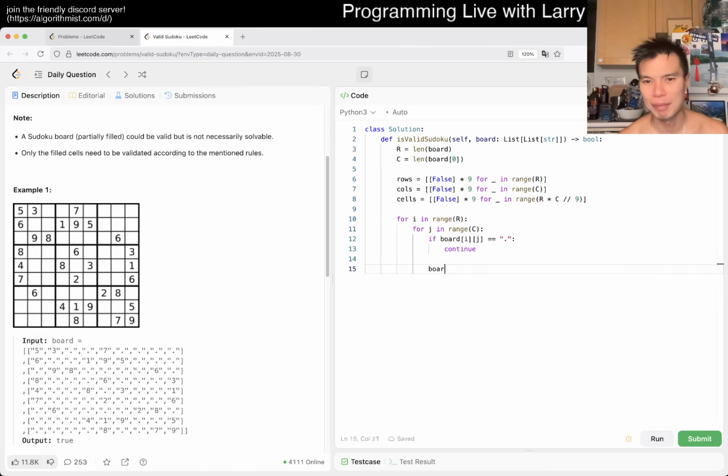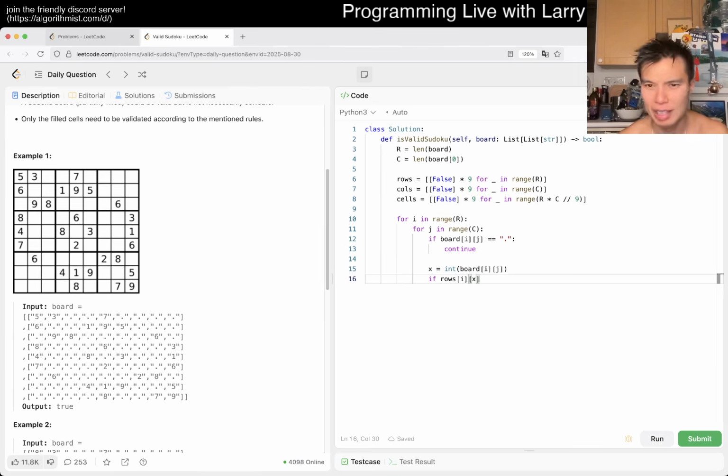And then now you have row sub I. Okay, so x is equal to int of board[i][j], right? Because it's not a period. Then now row sub I of x, it goes from 1 to 9, so we can, let's just say, subtract 1. So then if this is true, then we return false. If the column sub j of x is true, then we return false.